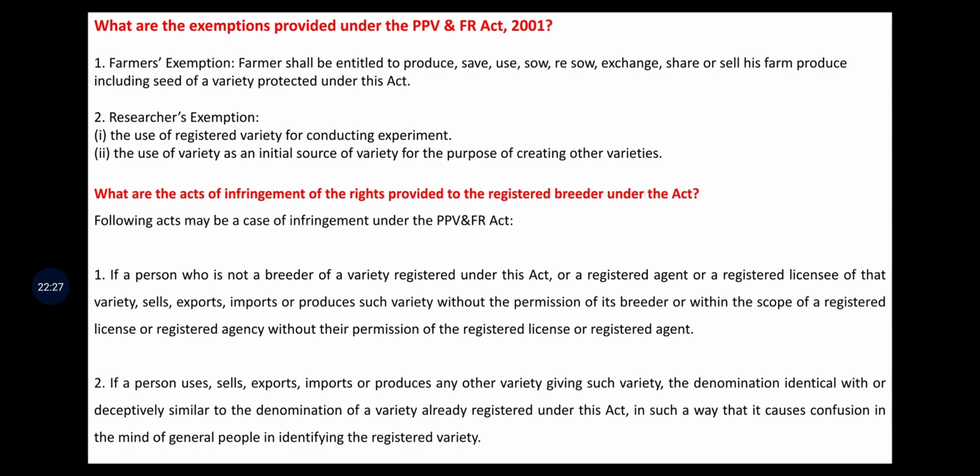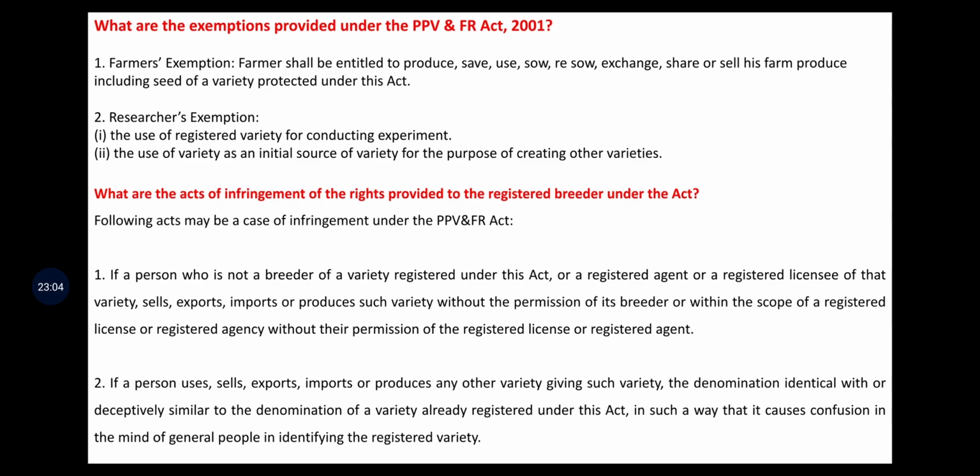What are the exceptions provided under the PPV-FR Act 2001? Two exemptions are provided. One is the farmer's exemption and the other is the researcher's exemption. Farmer's exemption means a farmer shall be entitled to produce, save, use, sow, resow, exchange, share or sell his farm produce, including seed of a variety protected under this Act. Researcher's exemption is use of a registered variety for conducting experiments and use of a variety as an initial source of variety for the purpose of creating other varieties.